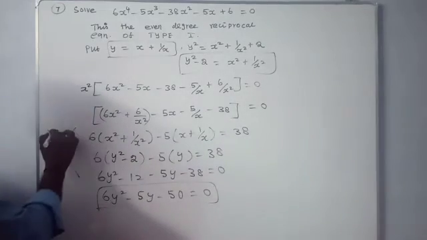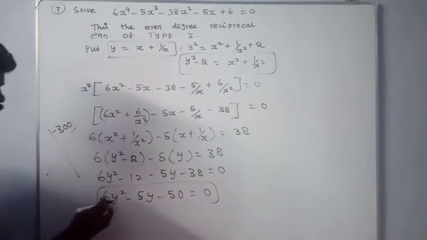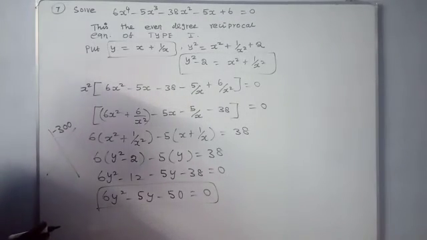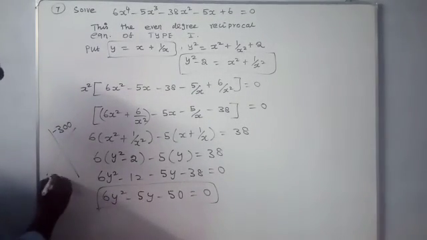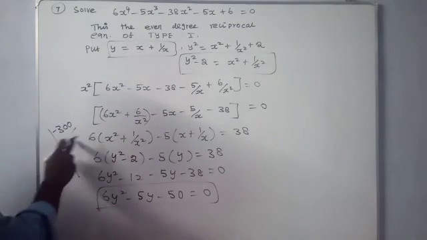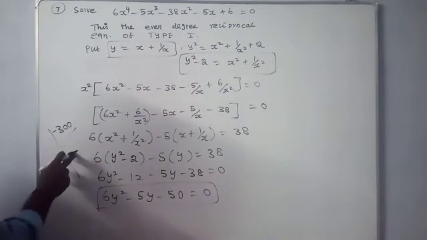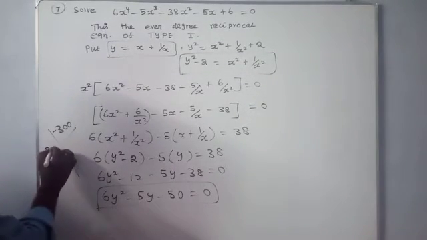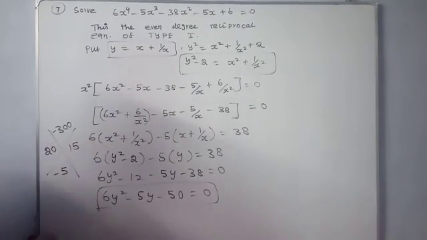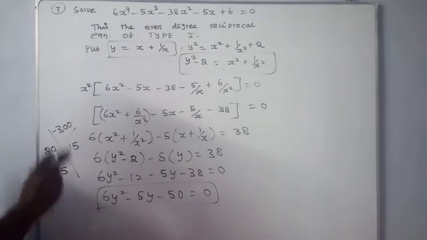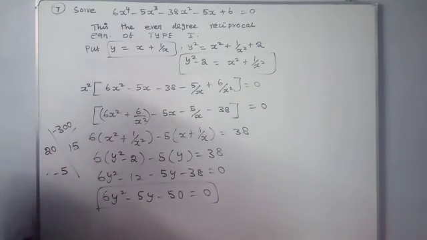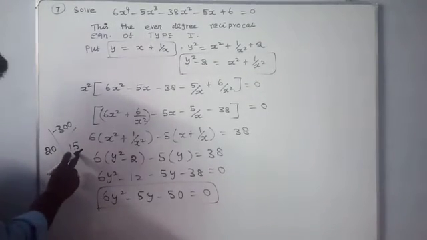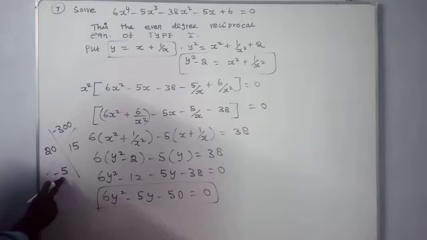6 into minus 50 means minus 300. Here minus 5, and we want to find these two terms. What are the factors? 20 and 15. 2 15s are 30. So 20, 15 multiply to 300, and we want to subtract these two terms. 20 minus 15 is equal to minus 5.